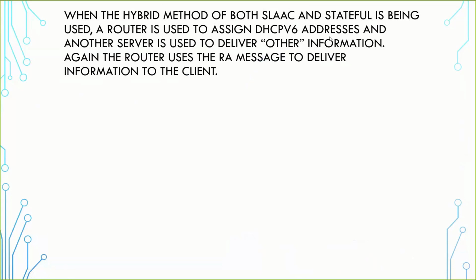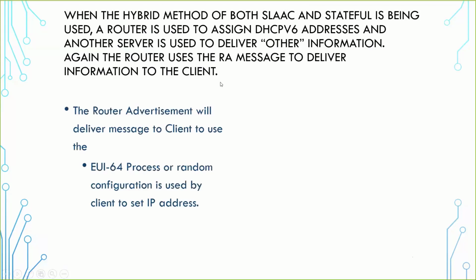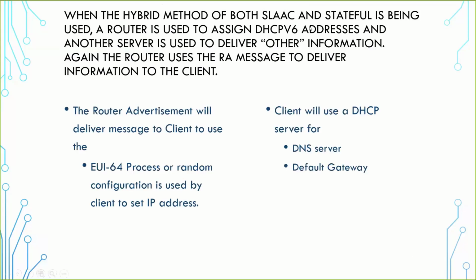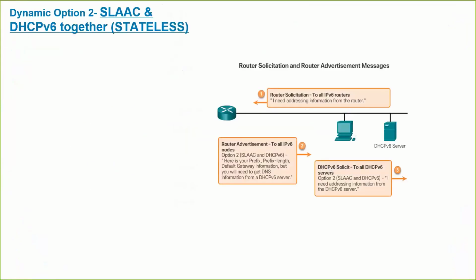When the hybrid method of both SLAAC and stateful is being used, a router is used to assign the addresses, and another server is used to deliver other information. The router uses the RA message to deliver this information to the client. So the router advertisement will tell the client to use the EUI 64 process or random configuration for the IP address. The client will then also solicit a DHCP server to get other information, whatever that other information is.